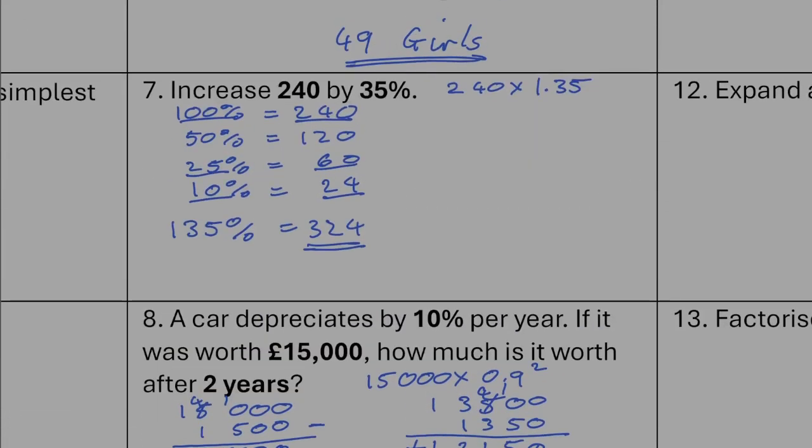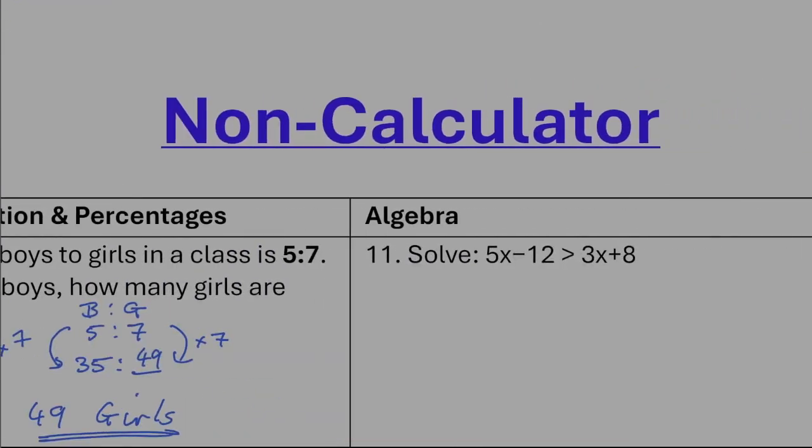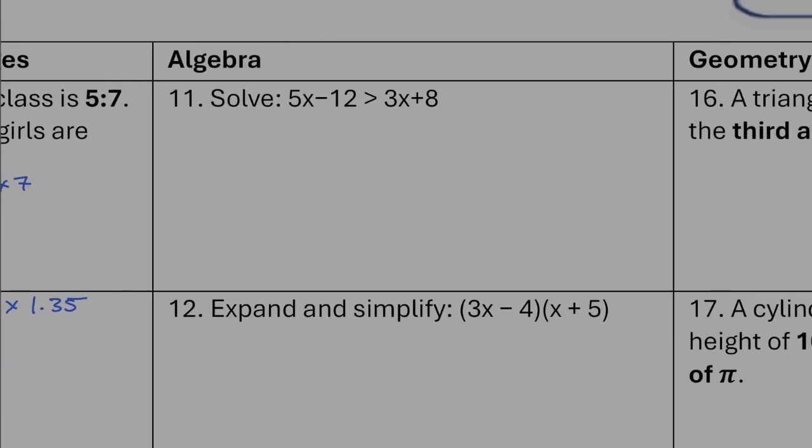Right, question 11 then. Moving on to a bit of algebra. So solve 5x minus 12 is greater than 3x plus 8. So first thing, either with solving equations with unknowns on both sides or inequalities, is which side has got the larger number of x's, just to avoid having to do anything with negatives.